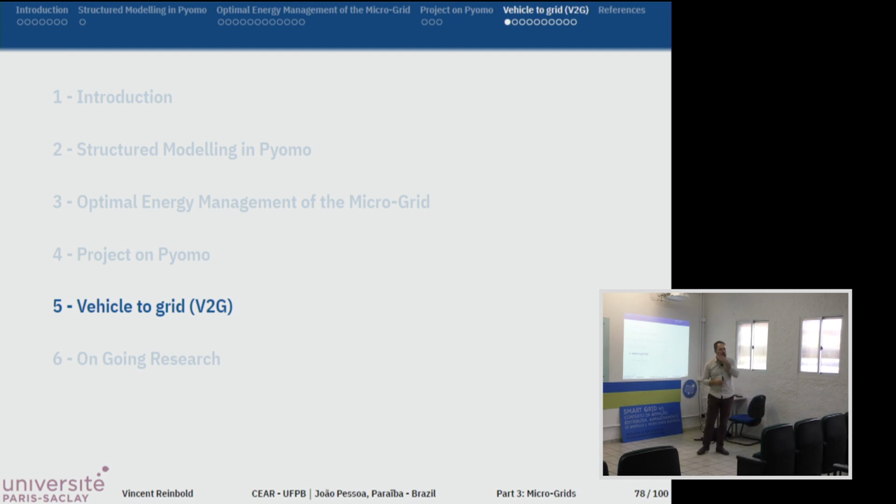But I have been told to introduce a little bit more of V2G technologies. What's V2G technologies? V2G stands for vehicle to grid. It means that electrical vehicles can be seen as a load of the microgrid or distribution grid, but also it can be useful to help the microgrid to solve some issues.